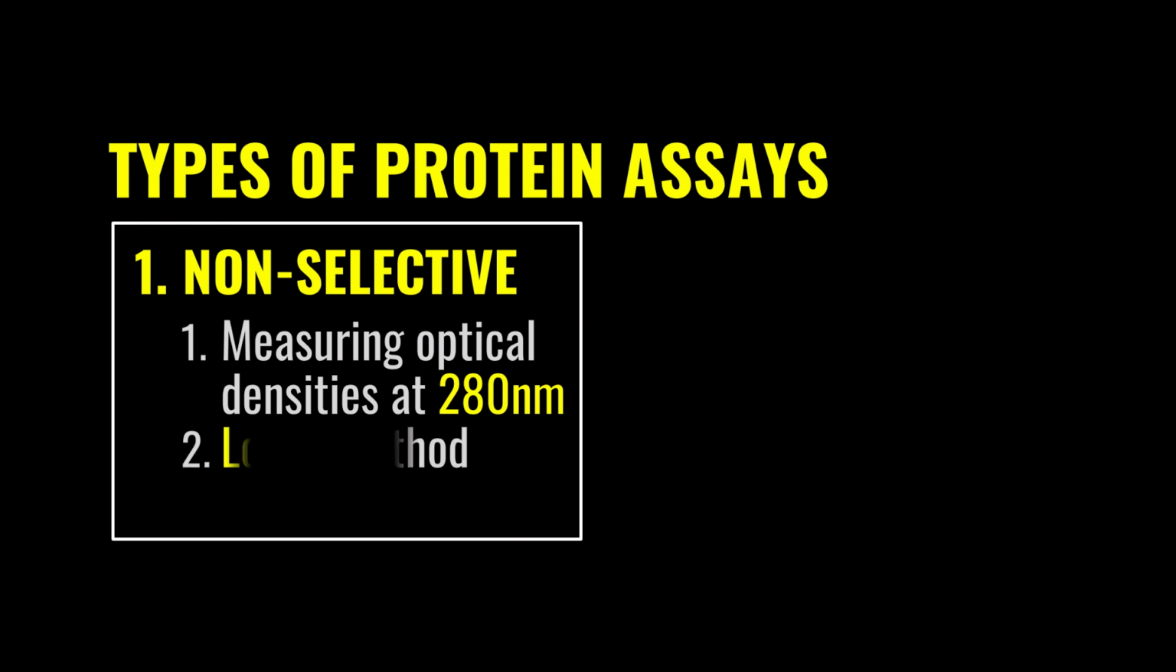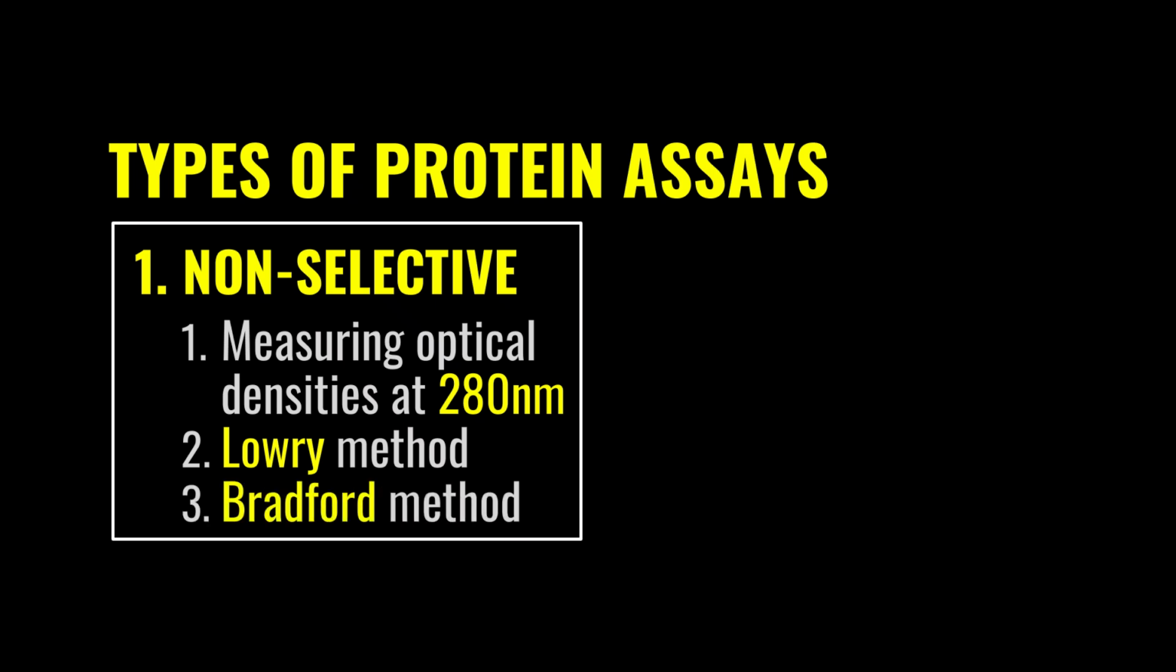The other methods listed here are the Lowry method, which I am going to discuss today, and the third one is Bradford. These two methods are very commonly used. These are gold standard. Today I will present the Lowry method, and on some other day I will present the Bradford method as well, but later on. So these are non-selective or general methods. They are not for a particular protein. They will measure all kinds of proteins.